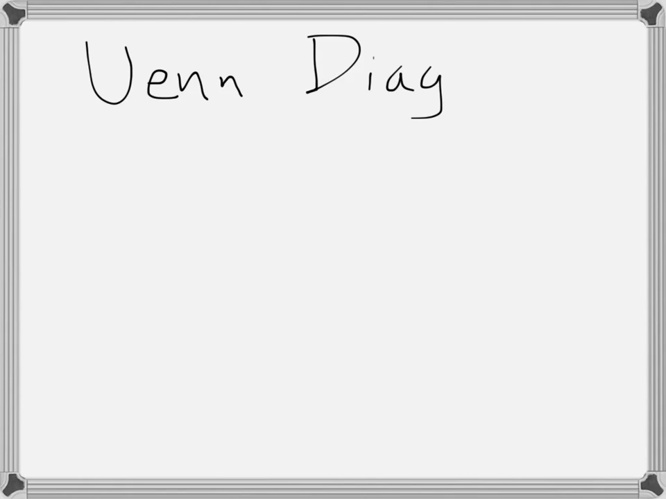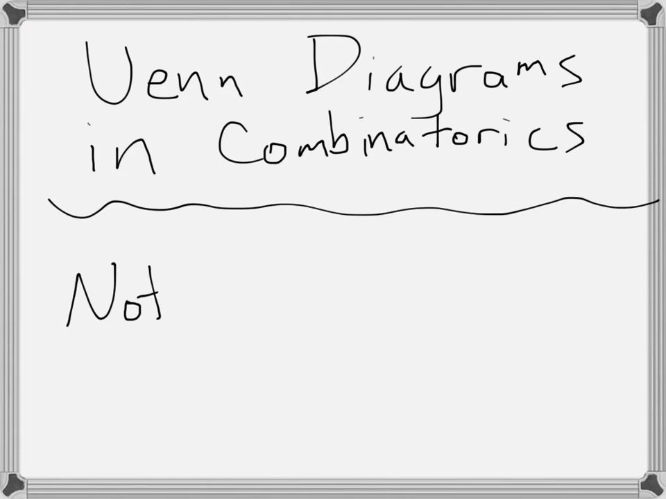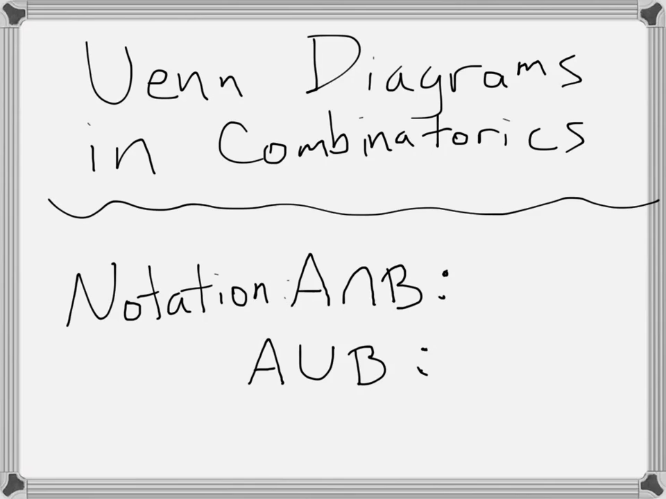You know I'm all about that stats. Okay, so we're going to do the Venn diagrams in combinatorics. One thing we need to talk about is notation.